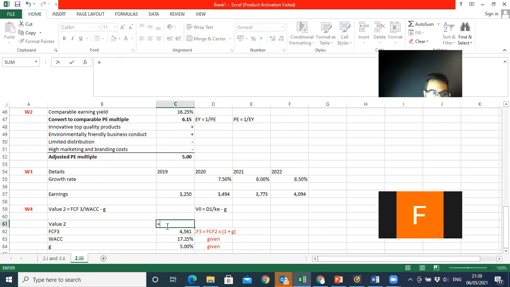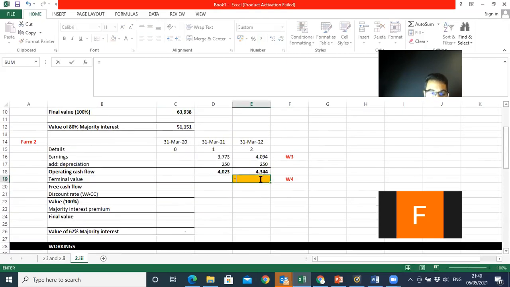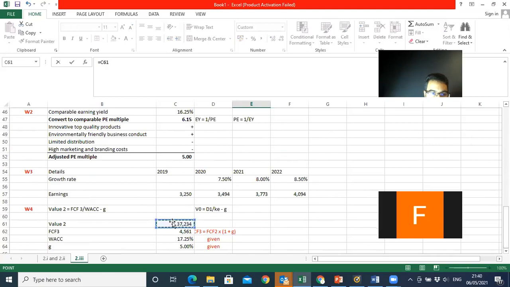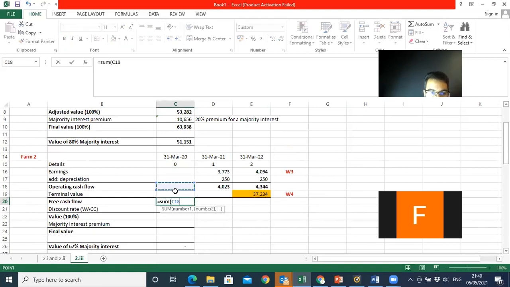So now I can work out the value. The value equals free cash flow 3 divided by WACC minus the growth rate. There we go. The value is 37 million. So I go right to the top, and it will equal C37. There we go, there are the cash flows. Now we can add up. The discount rate is the WACC, which is 17.25%.